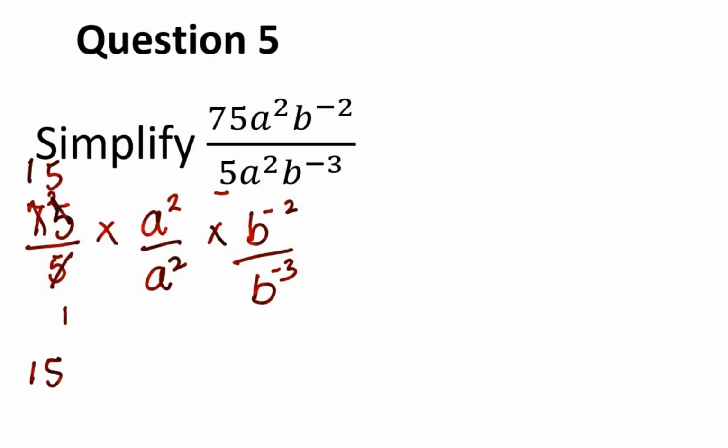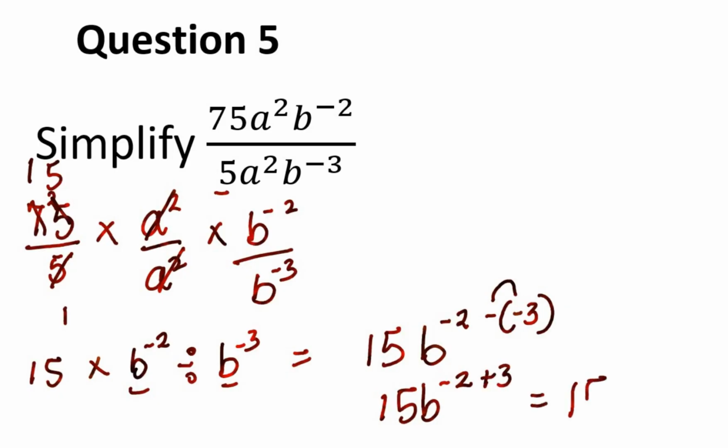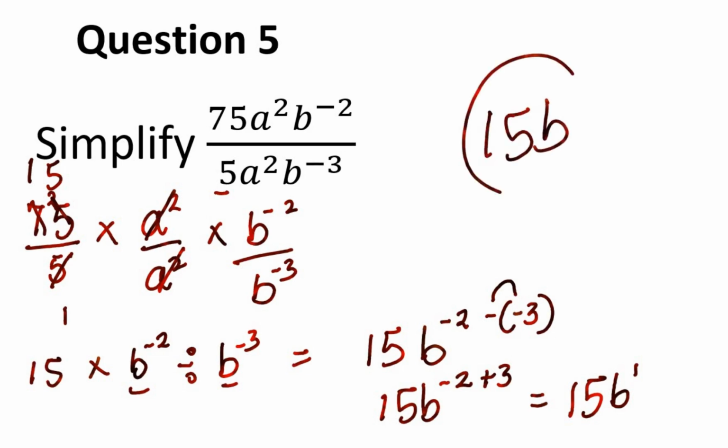So we have 15. a squared cancels a squared, times b to the negative 2 divided by b to the negative 3. Second law of indices: if the bases are the same, pick one. If it's division, you subtract the exponents, or the powers. So negative 2 minus negative 3, giving 15b to the power of negative 2 minus negative 3. Minus times minus is plus 3. So the final answer is 15b to the power of 1, since negative 2 plus 3 leaves 1. So 15b is the final answer.